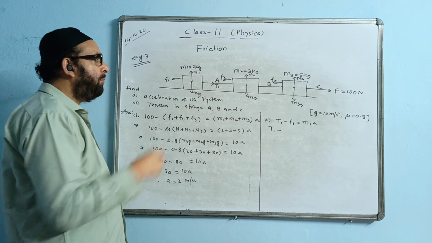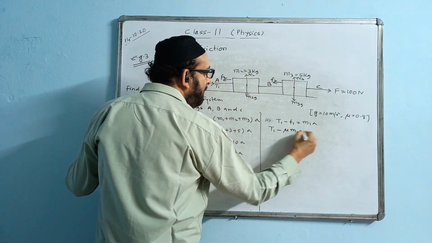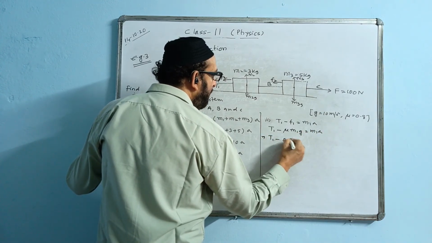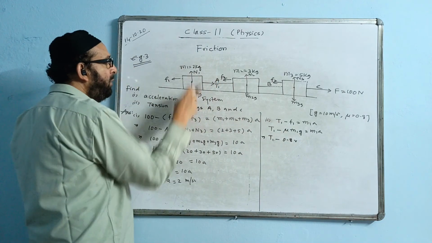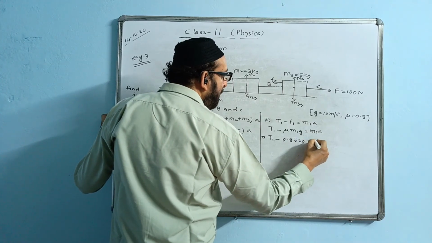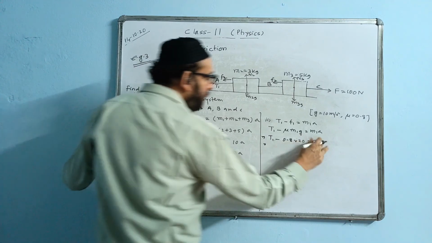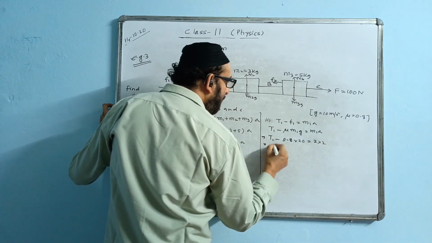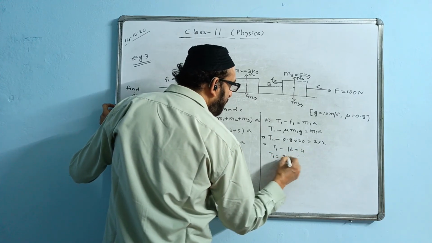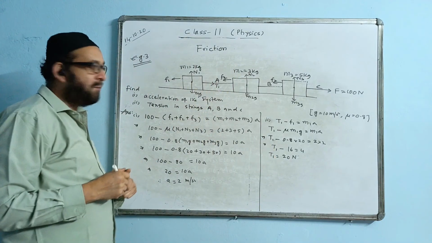What is the value of F1? Mu into M1g is equal to M1A. Let us write T1 minus mu, value 0.8, times M1g, that is 2 into 10, which is 20, equal to 2A, and the value of A we already calculated is 2. We put the value of A also. 0.8 multiplied by 20 is 16, equal to 4, therefore T1 value is 20. This is the answer: tension in string A, we got this much.